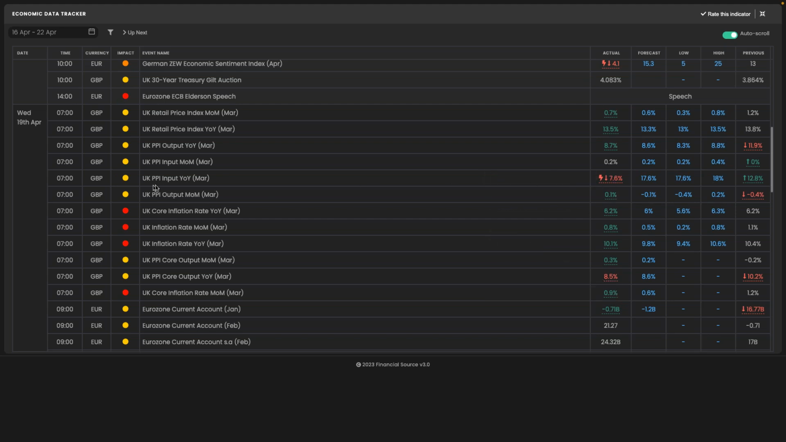Yes, the PPI input year on year fell significantly lower. And that's a good sign for inflation further down the line. It shows that there's deflationary forces showing up for producers. This is the producer price input, but the prior was revised higher, and then the core output was 8.5%, and the prior was revised lower. So those two areas were the only bit of deflationary forces we saw. The rest of it was inflationary.